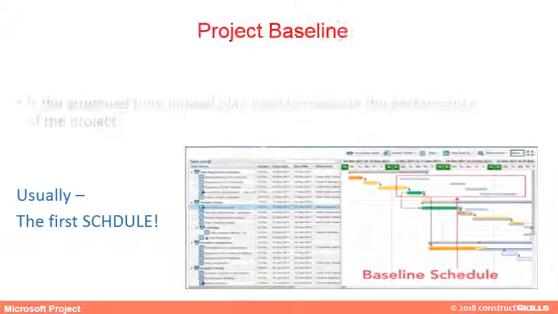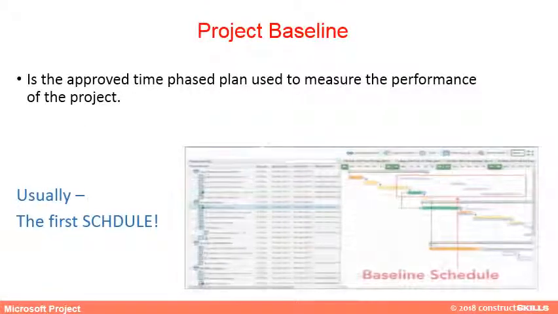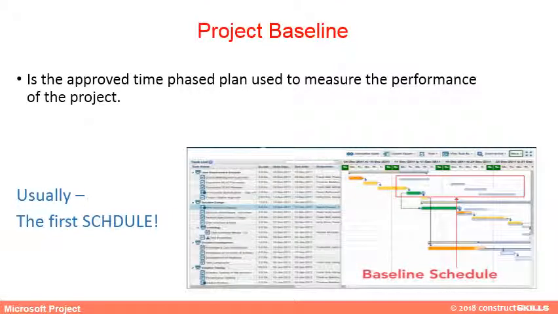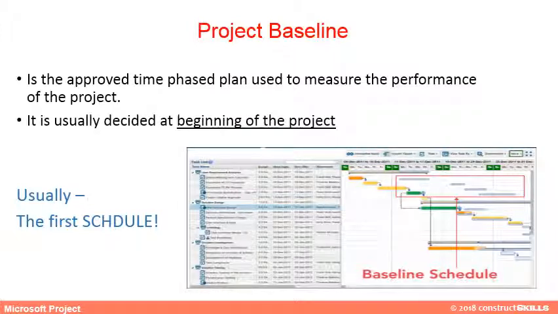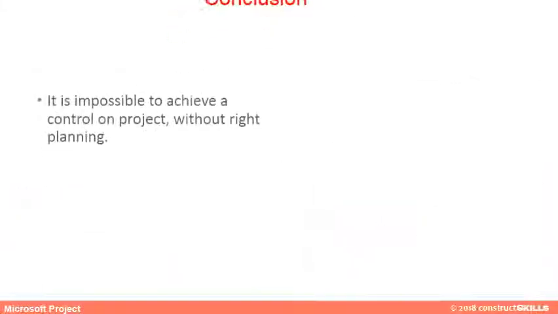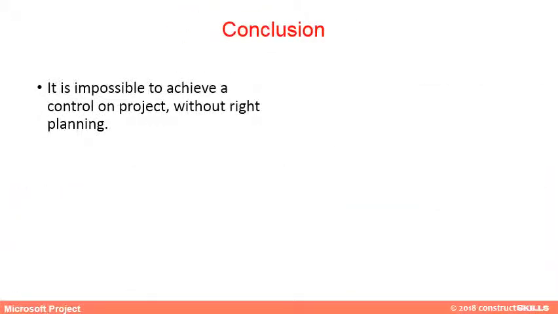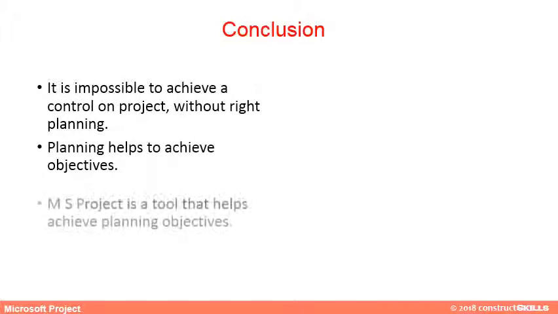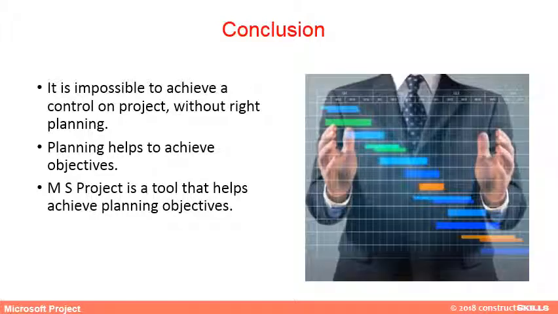Project baseline is the approved time-phased plan used to measure the performance of the project. It is usually decided at the beginning of the project and is part of the contract. It is impossible to achieve control on a project without right planning. Planning helps to achieve objectives. MS Project is a tool that helps achieve planning objectives.